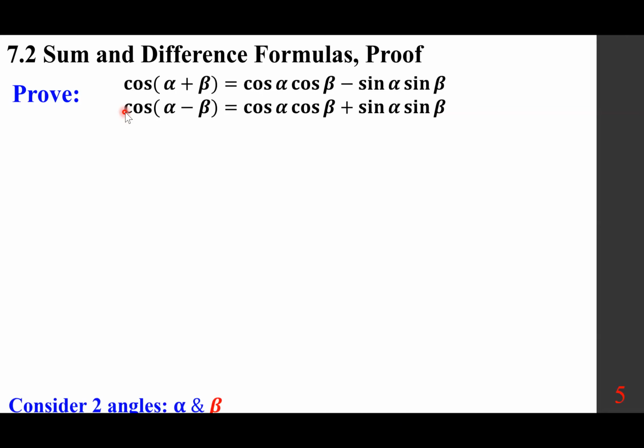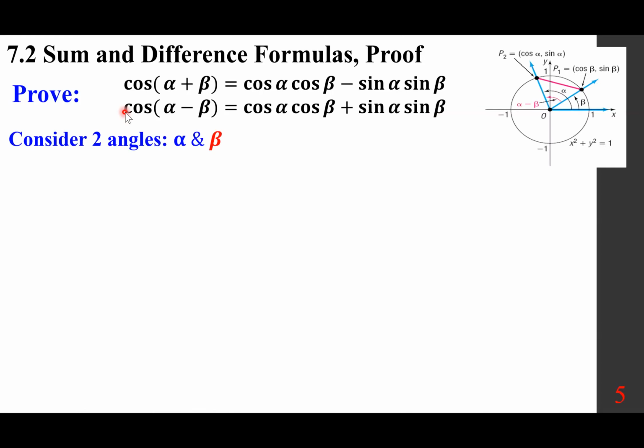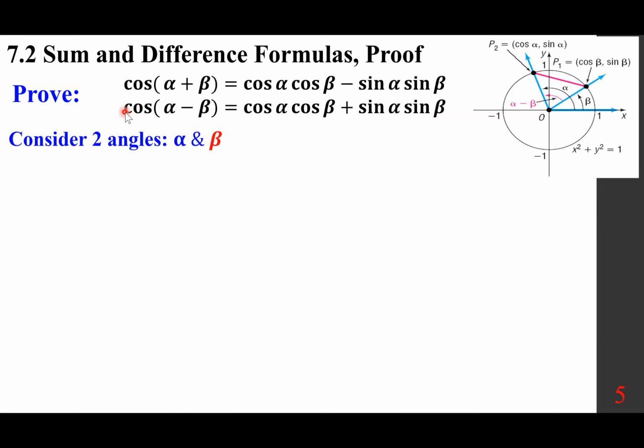To do this, we are going to consider the following angles, alpha and beta. So here's the big one, alpha. Here's the smaller one, beta. And right here, this one would be alpha minus beta.